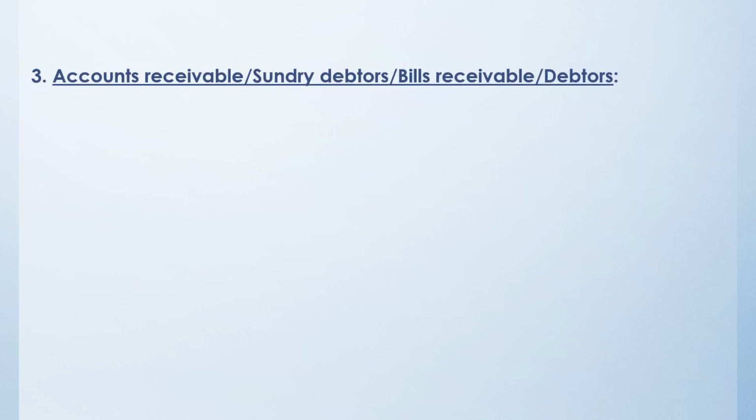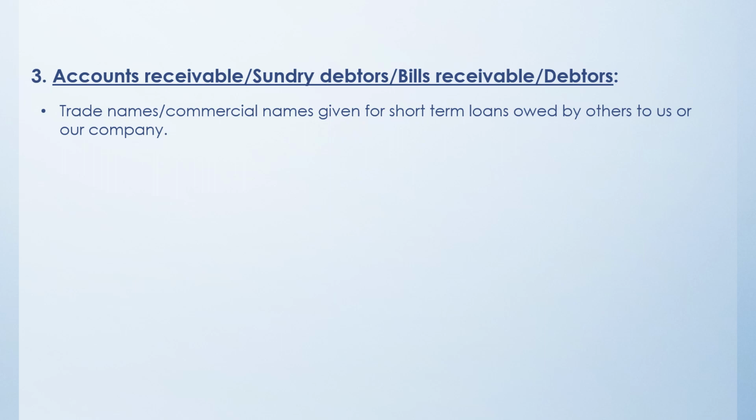Now moving on to the subparts of assets and liabilities. The first of which being accounts receivable, also known as sundry debtors, bill receivable and debtors. Above are some of the trade names or commercial names given for short-term loans owed by others to us or our company. Therefore, they should be classified as short-term assets in our accounts. Short-term, yes, because such are the dues for a period less than a year.